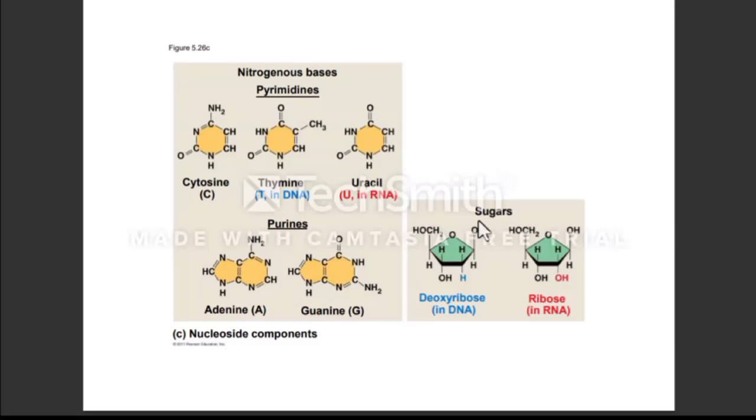Then the different sugars we have: ribose, which is a pentose sugar having 1, 2, 3, 4, 5 carbon atoms. Ribose is mainly found in RNA, and in DNA we mainly have the form in which this oxygen here at carbon number 2 has been removed. So we call it deoxyribose, and it is mainly found in DNA, as we said.